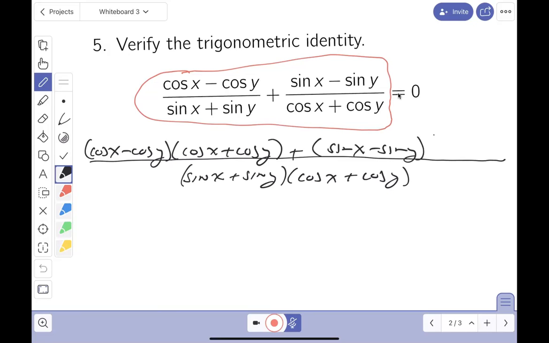Let's see. That doesn't look good, does it? I'll tell you why it doesn't look good. It doesn't look anything like 0. I don't know, let's keep going. By the way, the only way a fraction could be 0 is if the top becomes 0. I'm going to multiply it out. Again, we're doing the top.